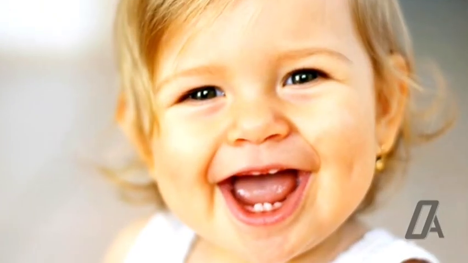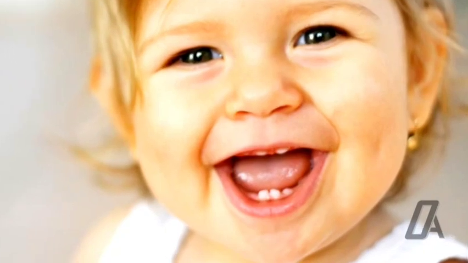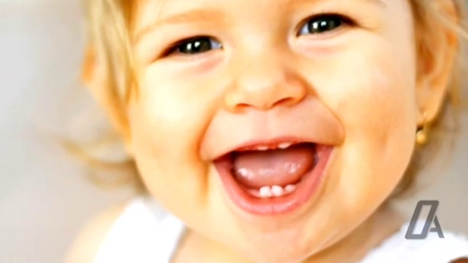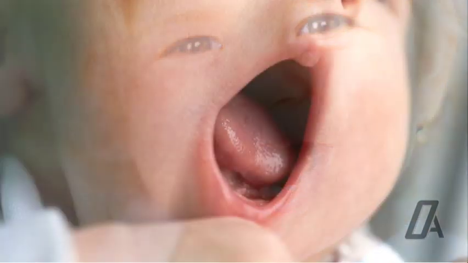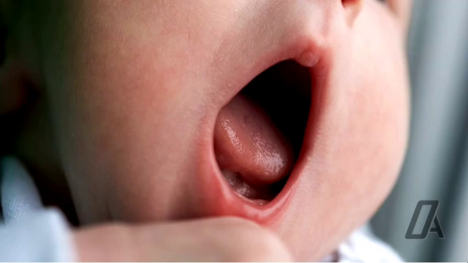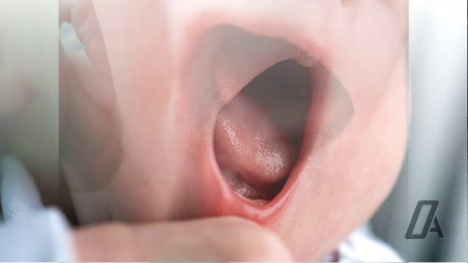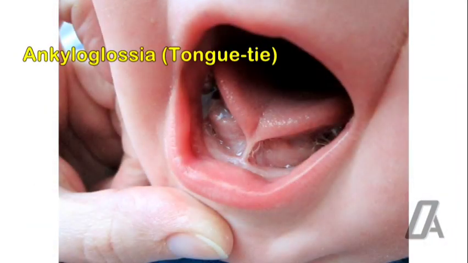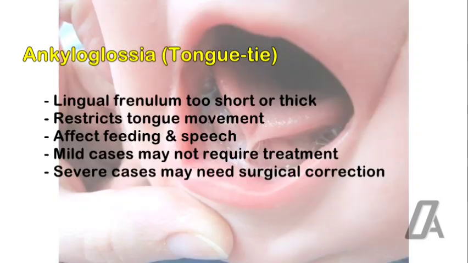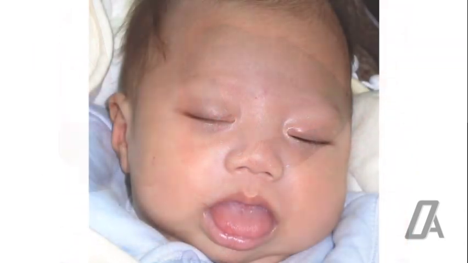Despite the complexity of tongue development, most children are born with normal tongues. However, developmental abnormalities can occur. Understanding these is crucial for early diagnosis and treatment. Ankyloglossia, or tongue tie, is a common condition. It occurs when the lingual frenulum is too short or thick. This restricts tongue movement. It can affect feeding and later speech. The severity can vary widely. Mild cases may not require treatment. Severe cases may need surgical correction.